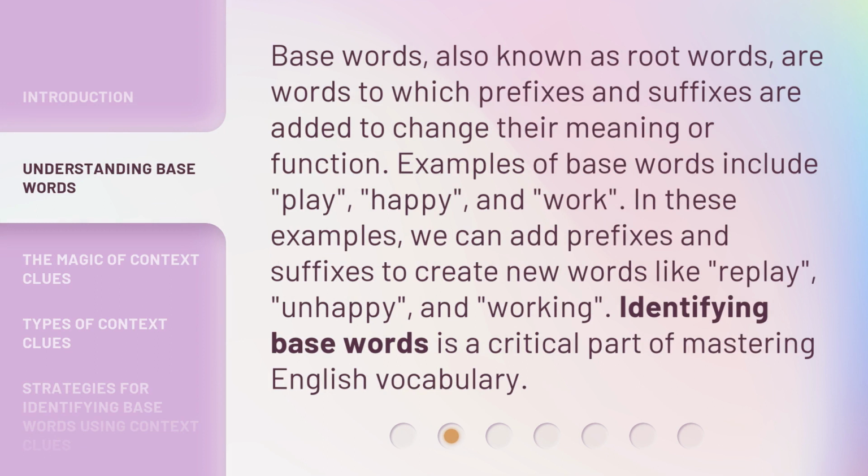Base words, also known as root words, are words to which prefixes and suffixes are added to change their meaning or function. Examples of base words include play, happy, and work. In these examples, we can add prefixes and suffixes to create new words like replay, unhappy, and working. Identifying base words is a critical part of mastering English vocabulary.